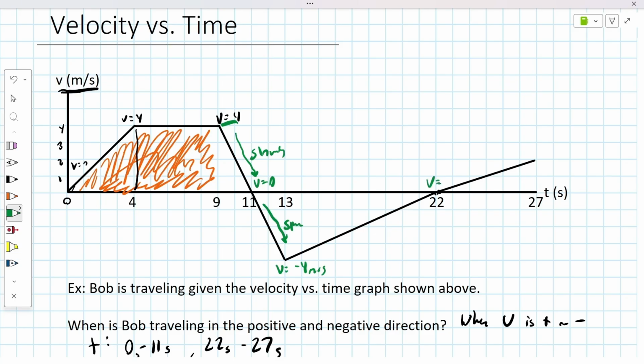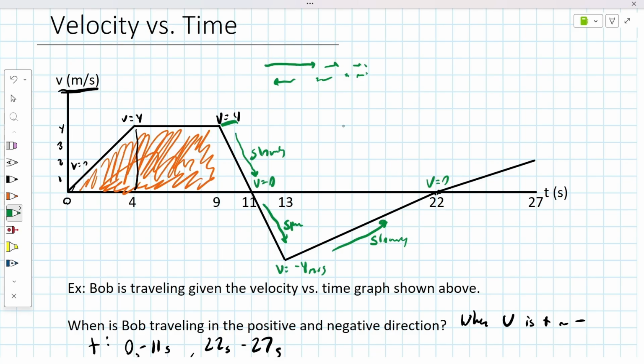But at this point here, the velocity is 0, so when it's going here, it's also slowing down. You can think of it like a car going in the positive direction, but slowing down. It gets slower and slower until it stops, and then starts speeding back up in the opposite direction. So only from 9 to 11 and from 13 to 22 is it slowing down.